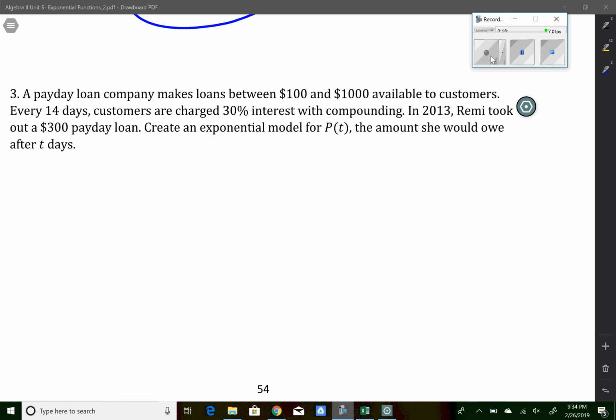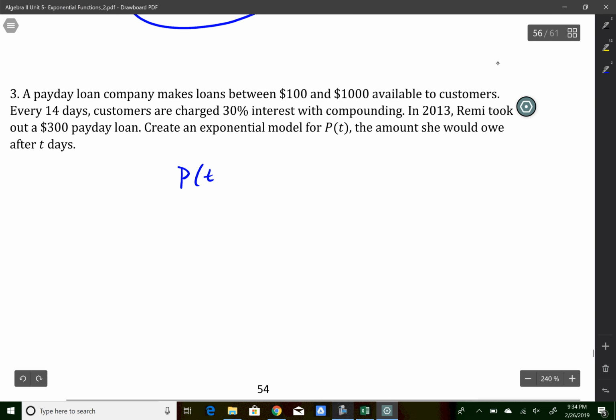Sorry about that. All right, so because we have this payday loan between $100 and $1,000, that first sentence really doesn't matter too much because the number that we were given is in that range. So if we're trying to figure out an exponential model that we can use here, we have our initial amount. It's going up by 30%, so that's 1.3 as my base. Where did I get 1.3? 1 plus 0.30 is 1.3.